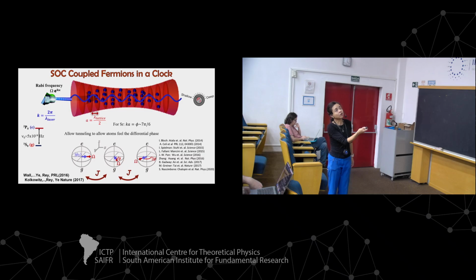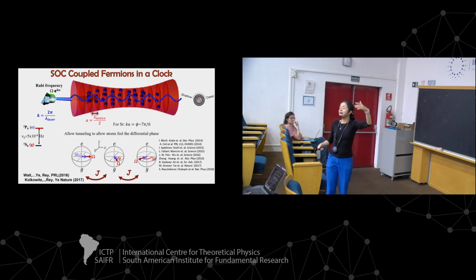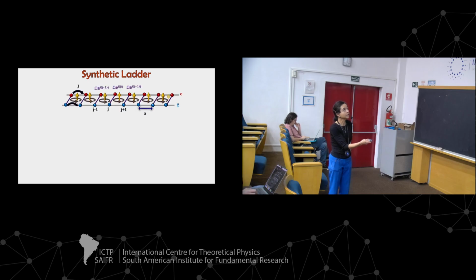So in order to see spin-orbit coupling, the only thing that we need to do is to reduce the lattice depth, to make it shallow, and allow the atoms to tunnel. Okay, so this is one way that we are going to see this spin-orbit coupling.